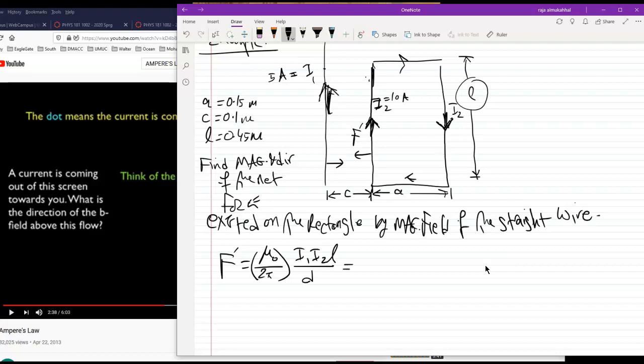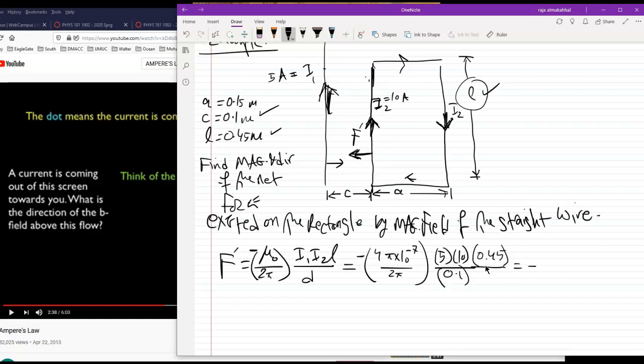Okay, let's calculate that. So mu naught, which is 4 pi times 10 to the negative 7, over 2 pi. And remember, look at the direction of it. It's to the left, so that makes it a negative, right? I forgot to mention that. I1, I2, so that's going to be 5 times 10, right? Divided by the distance between them, which is C, and that's equal to 0.1, times the length, which is this one, and that's equal to 0.45. There we go.